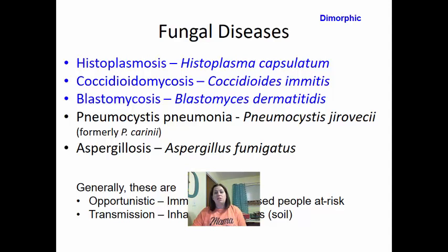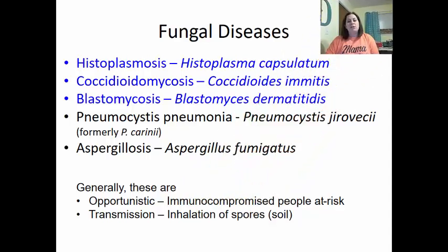We also see pneumococcal pneumonia, which is caused by Pneumocystis jirovecii. We also have aspergillosis, which is caused by Aspergillus fumigatus. Generally, these are considered opportunistic in the sense that they don't make us sick if we're relatively healthy. However, if a person is immunocompromised, they are at a higher risk. Transmission is through inhalation, or breathing in, of the spores from being disrupted from soil.